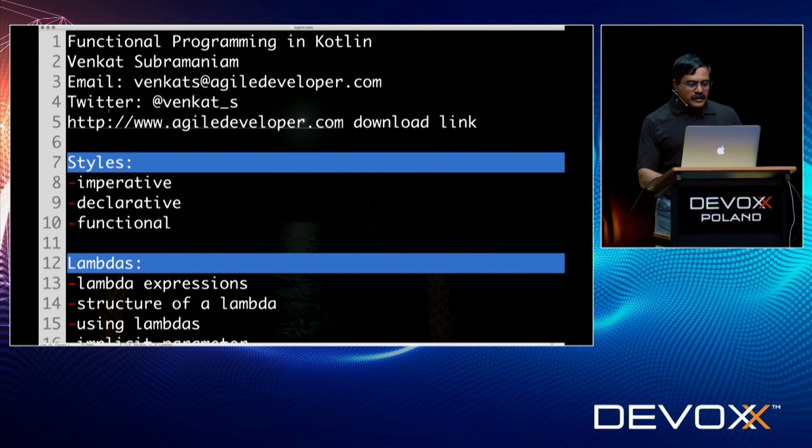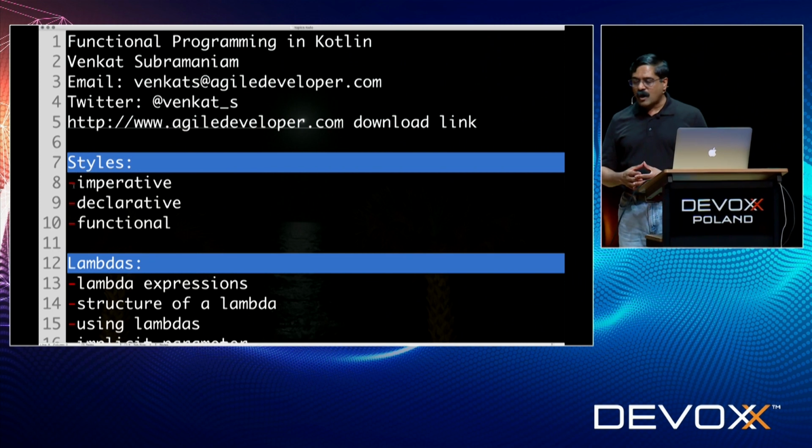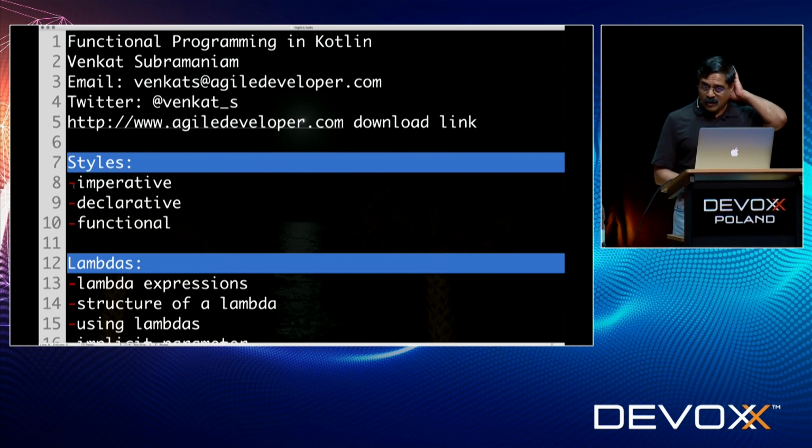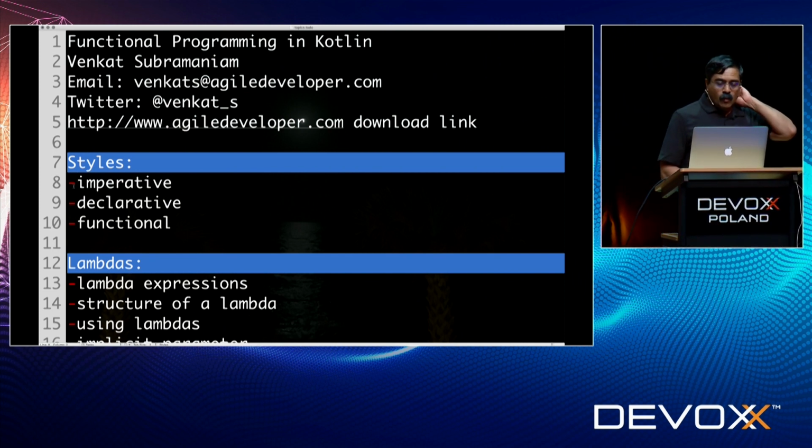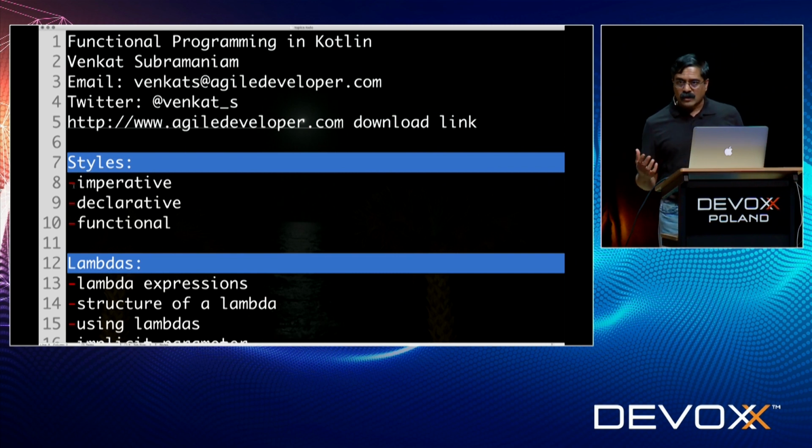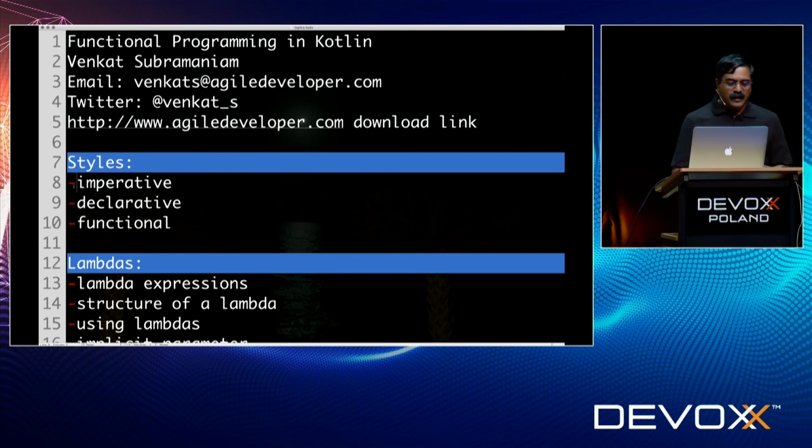Well, one of the things about functional style of programming is that it gives us an ability to solve problems by reducing quite a bit of complexity in code. Let's talk about imperative versus declarative and then a little bit about functional style, just to set the stage for what it really means to do this.